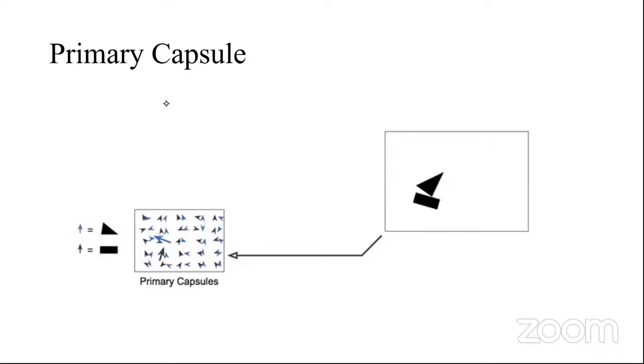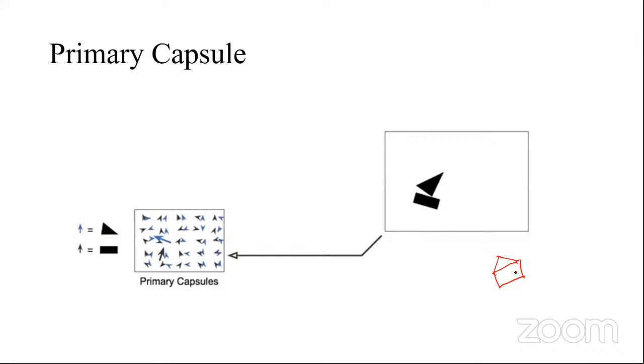Consider here we have a primary capsule. We have a triangle and a rectangle. Using the triangle and the rectangle, I could draw a house. But how is this capsule network able to differentiate that this is a boat and this is a house? That is a very challenging part.